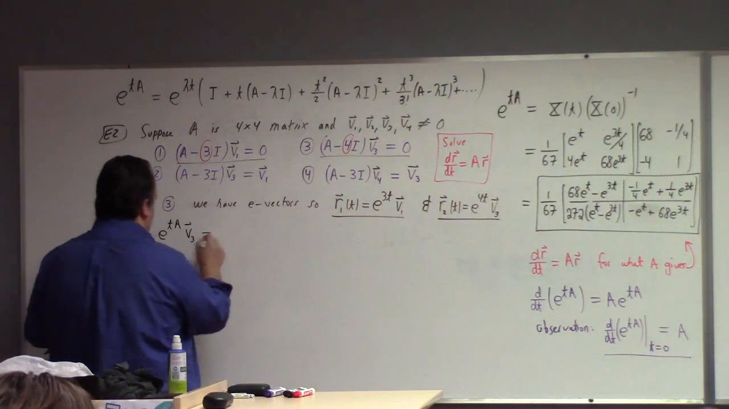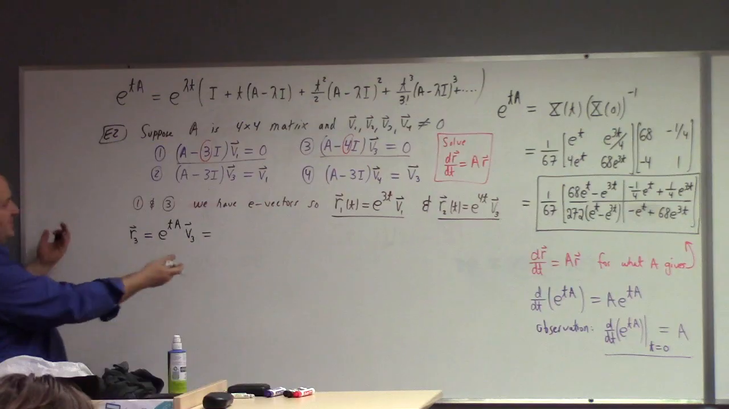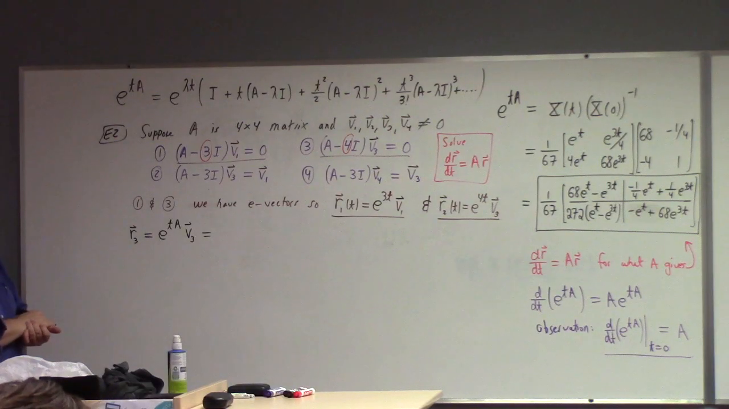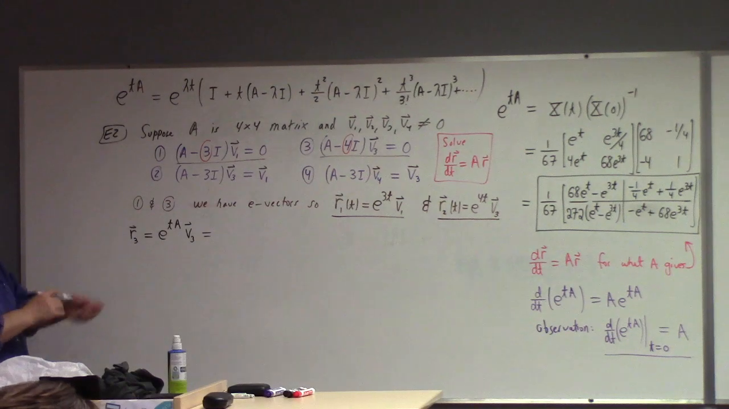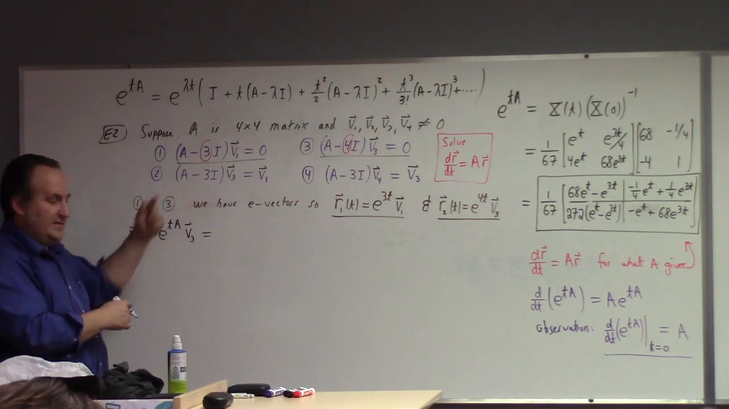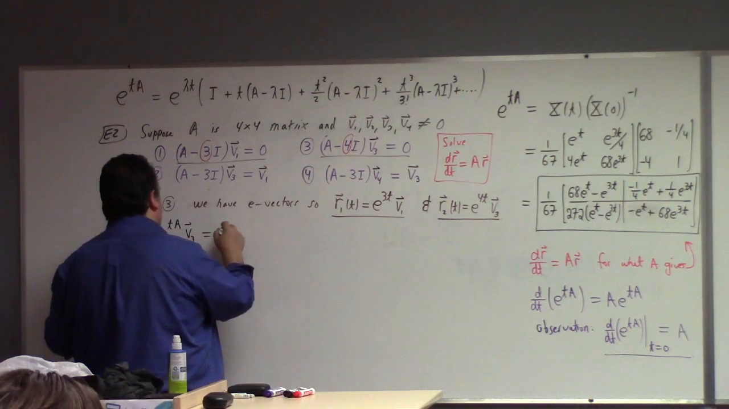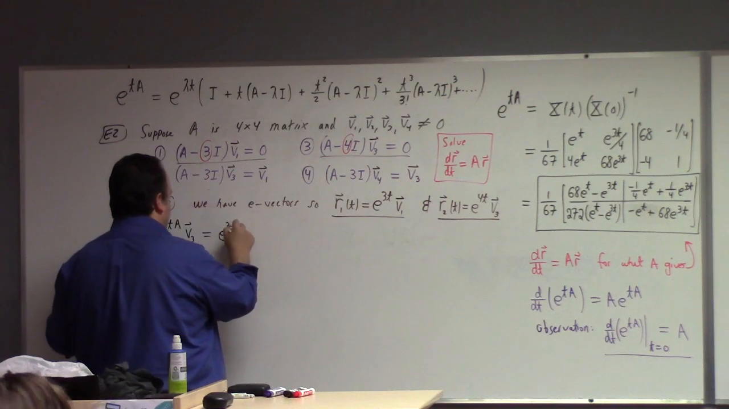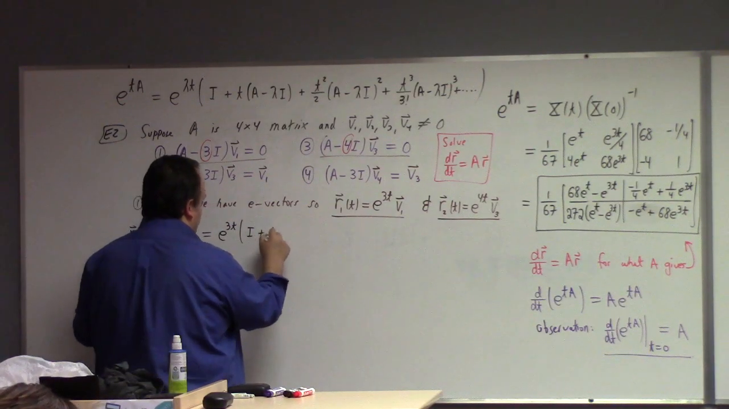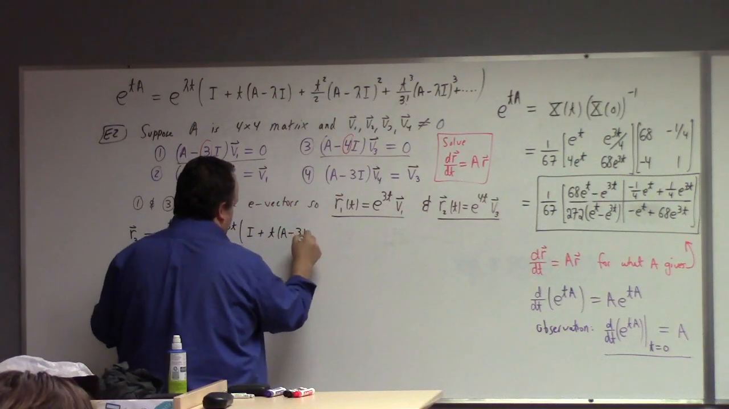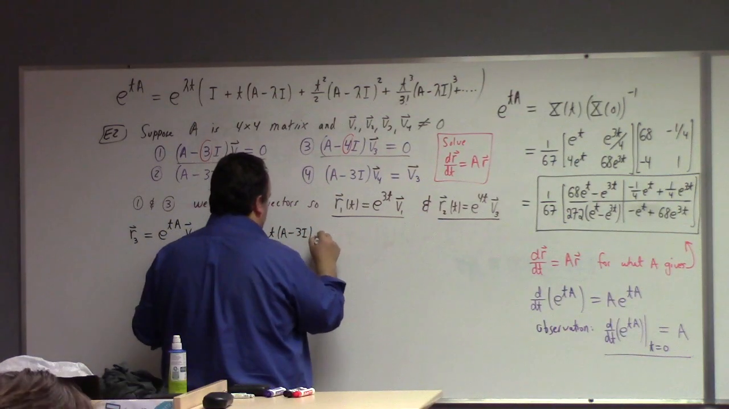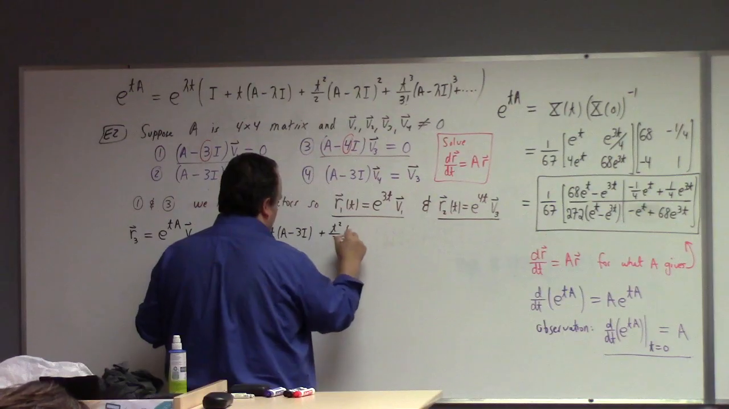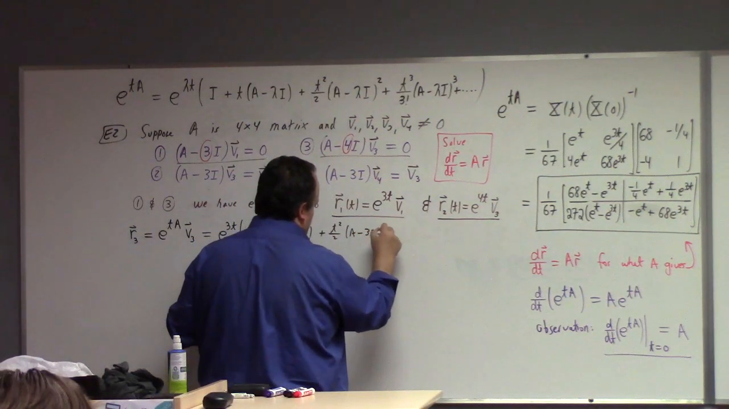Now, which we should use the magic formula, right? With lambda equal to what here? 3 or 4? We should obviously use 3, right? Because this one has a 3 in the formula. This is the chain condition I talked about. So we're going to do e to the 3t times I plus t times A minus 3I plus t squared over 2 times A minus 3I squared plus, and so on.